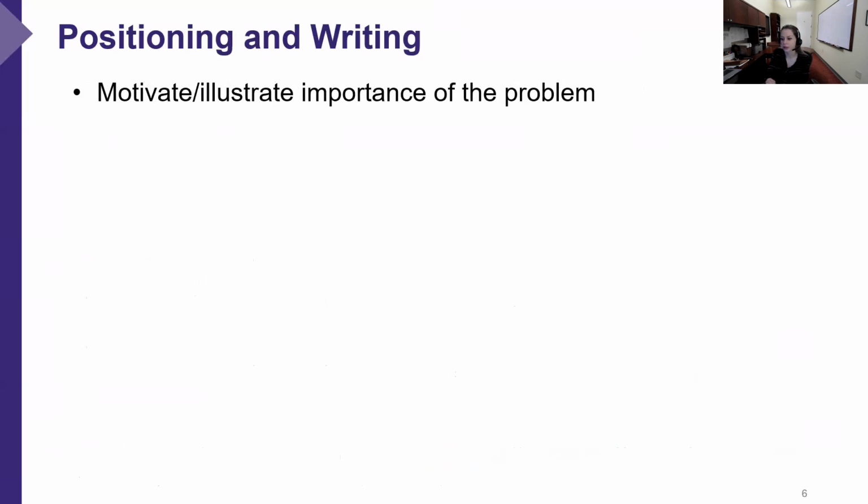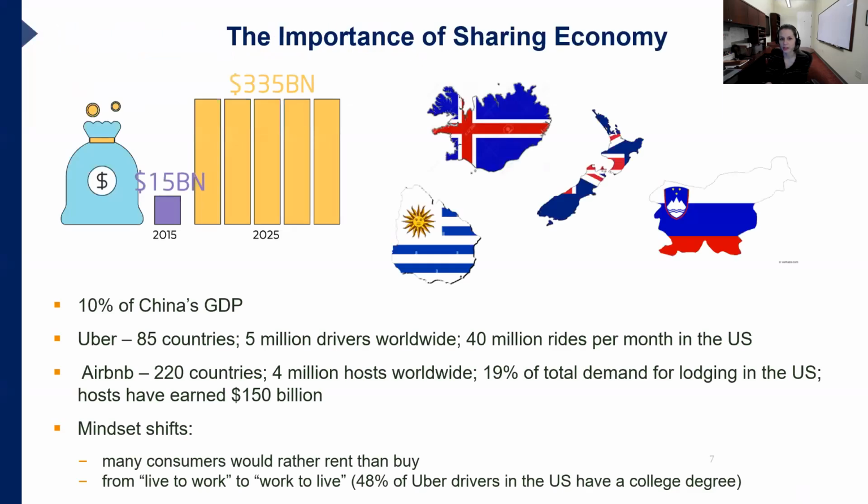A couple points on positioning and writing. I think it really pays off to illustrate why you're looking at whatever problem you're looking at. So I'll give you an example. We spent some time in the paper talking about, okay, well, sharing economy is a big deal. This is how many billions of dollars it's worth to the economy. This is how much of GDP it constitutes for all these different countries. We also looked at, okay, well, why has there been a shift? Why are people willing to participate in sharing economy? So there are these societal shifts that people prefer to own less and rent more. So maybe they have money for other things that they want to do in their lives.